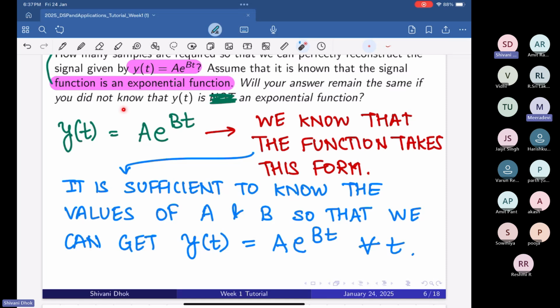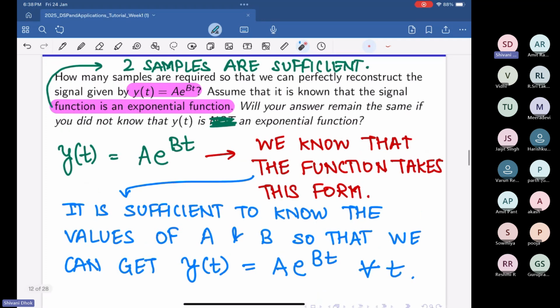We just know that it is of this exponential form. We don't know A and B. After finding the values of A and B, what is the conclusion out of it? I just showed how to find the values of A and B. The basic question was how many samples you need. To find A and B, we substitute those values in this equation and can get the values of y of t for all the time instants.